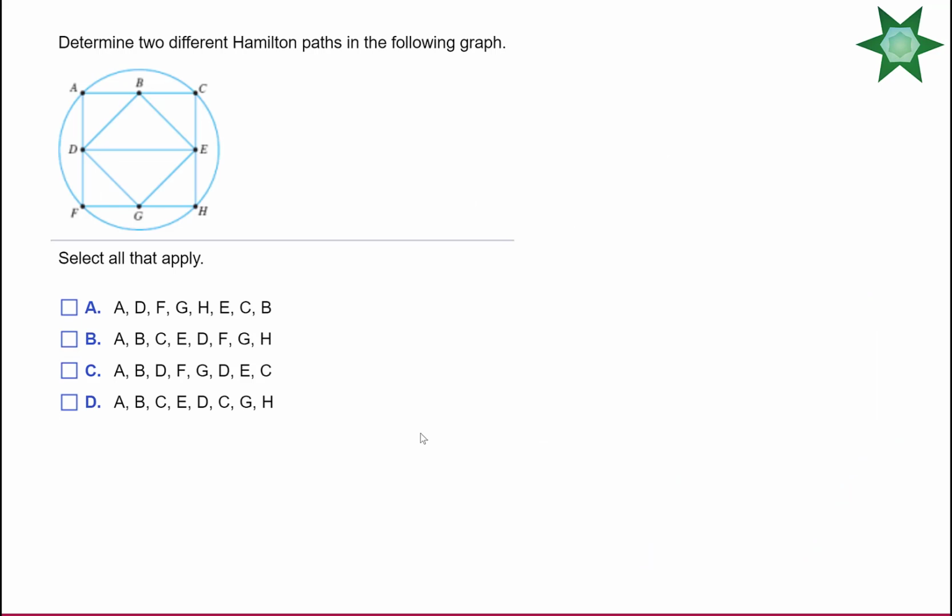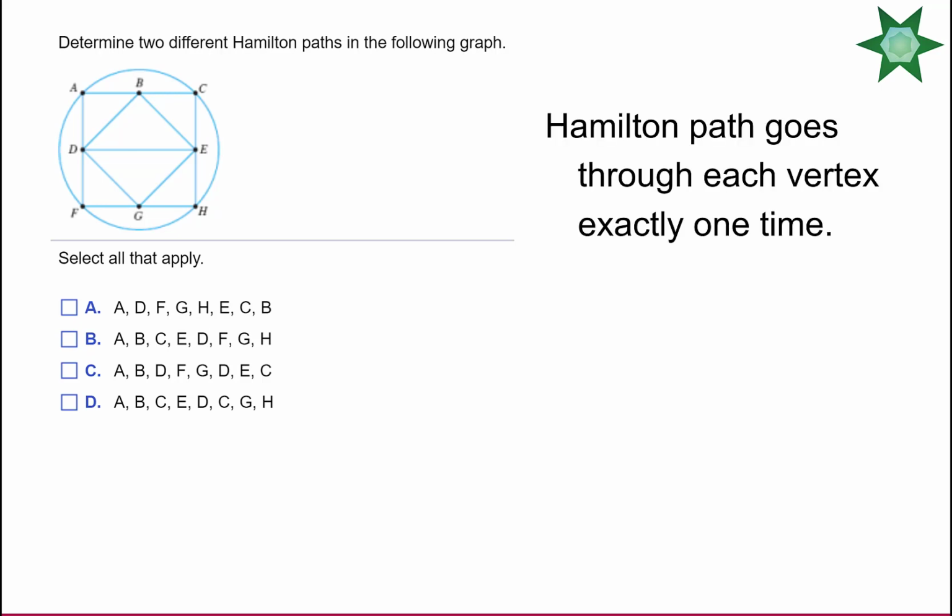Determine two different Hamilton paths in the following graph, and this is a multiple select question. So what you want to do is go through each option and see whether or not it makes sense. Remember, the Hamilton path goes through each vertex exactly one time.